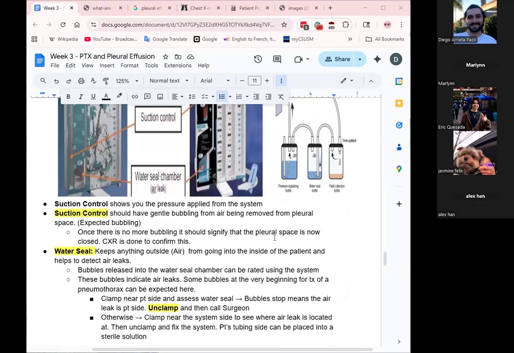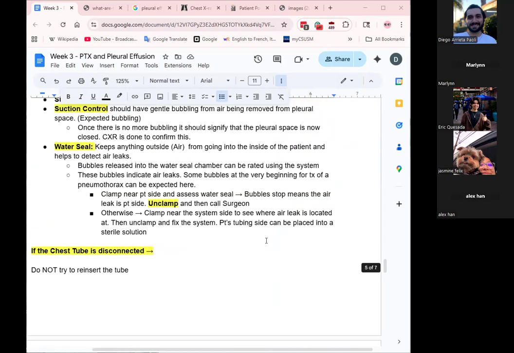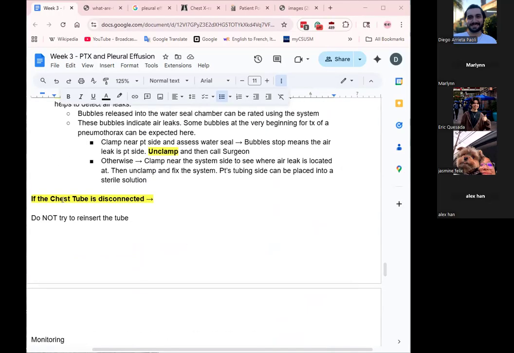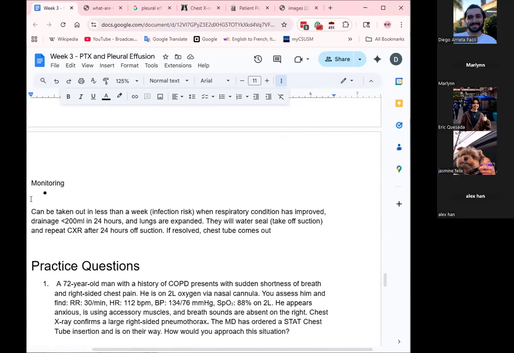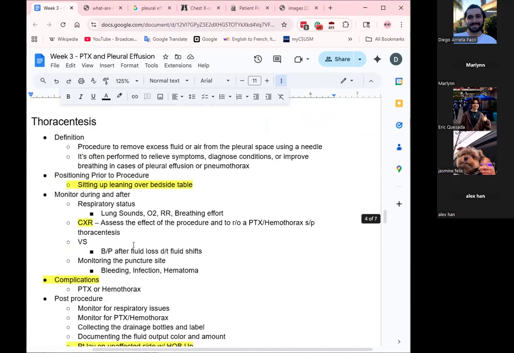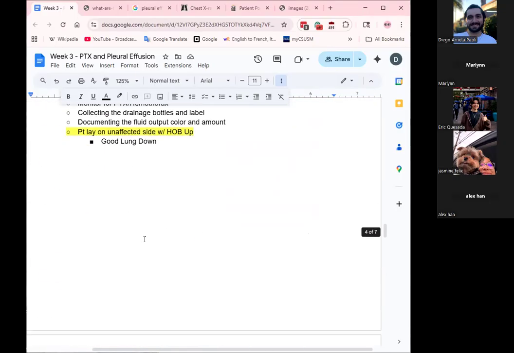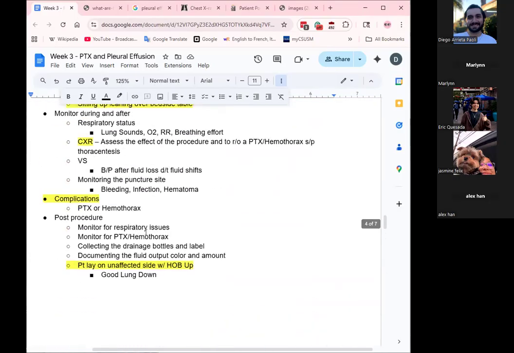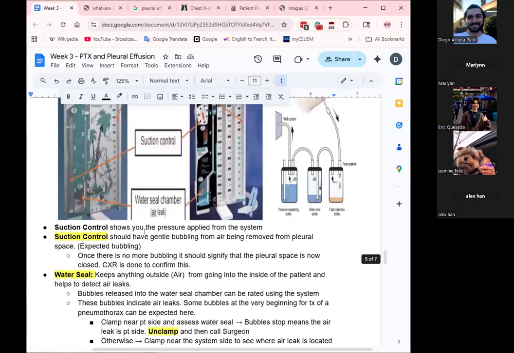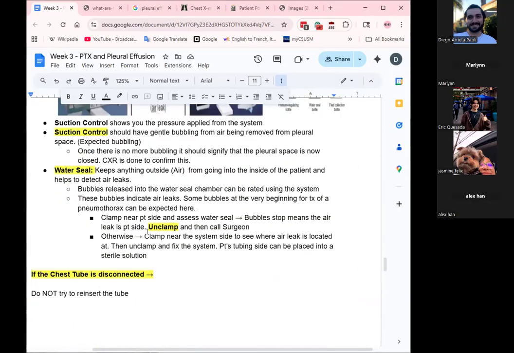Okay. So any questions on anything so far? We're almost done, actually, to be honest. We just have to talk about what happens if the chest tube is disconnected, and some monitoring stuff, and then it's just practice questions that we can go over. Any questions on anything? Sorry, today was a little rambly, I think.